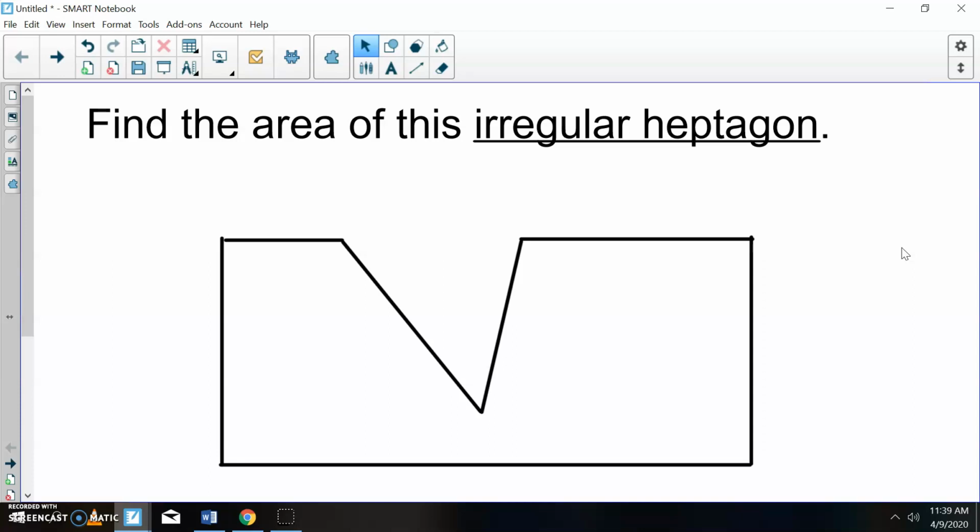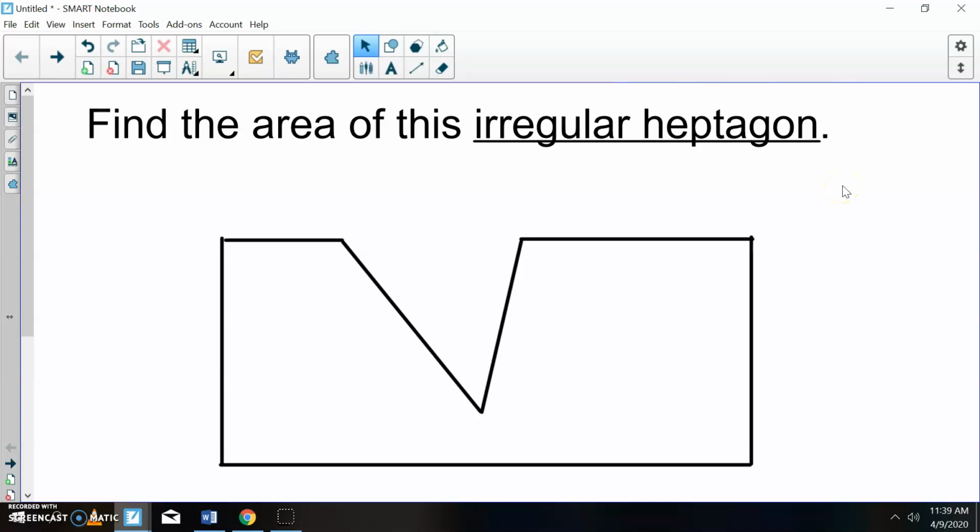We're going to go through a problem around area. Today we're going to do just one problem. It says find the area of this irregular heptagon. A heptagon, by the way, is a seven-sided shape, and technically that's exactly what this is. There are seven sides to this shape, and I'm calling it irregular because this is not a regular looking shape. It's kind of unusual. So an irregular heptagon.